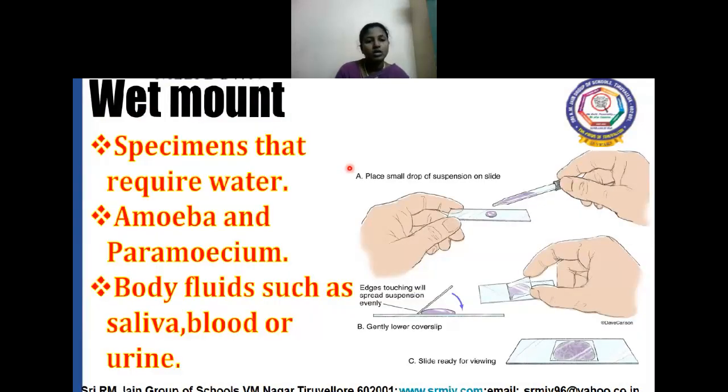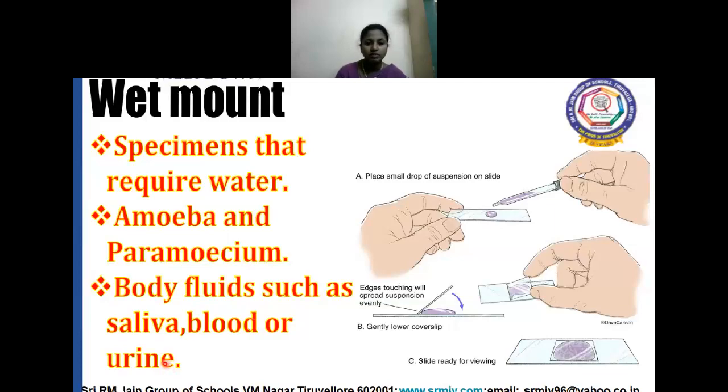Wet mount. This method is used to prepare specimens that require water. Examples: amoeba and paramecium, and body fluids such as saliva, blood or urine. To prepare a wet mount, arrange a slide on a flat surface. Place a drop of water on the center of the slide using a dropper. Add the specimen to the drop of water.